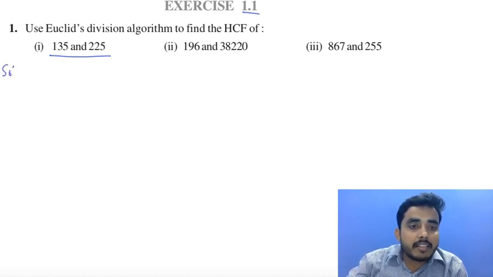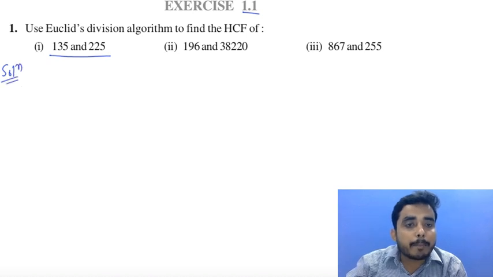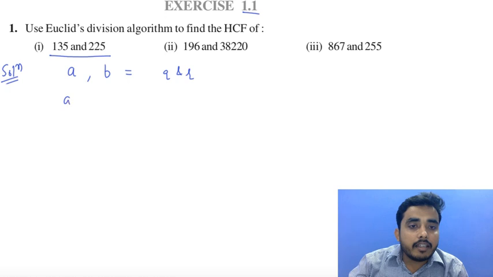So let's first see what Euclid's division algorithm says. For any two integers, in the NCERT book you will find it stating for any two positive integers, but it is actually defined for all integers, whether negative or positive. So for any two positive integers a and b, there exist two integers q and r such that a is equal to bq plus r.